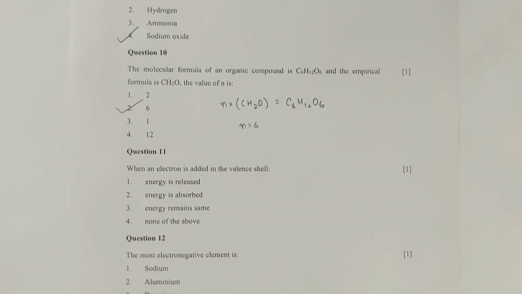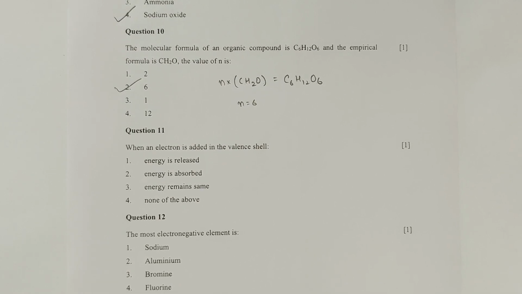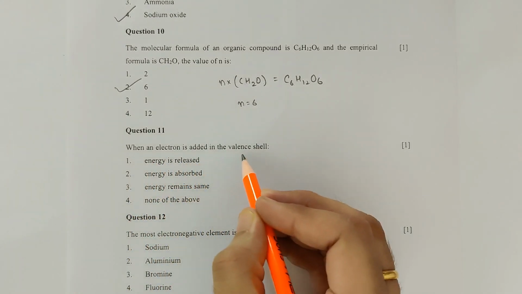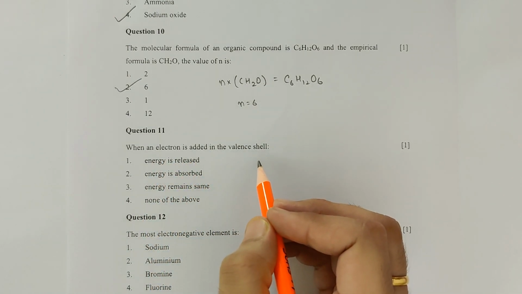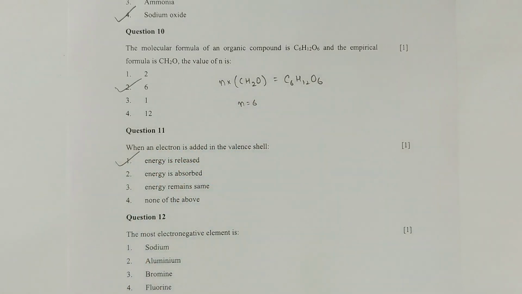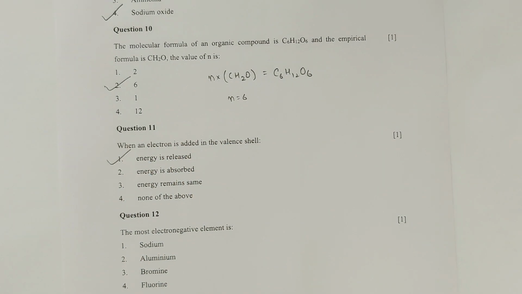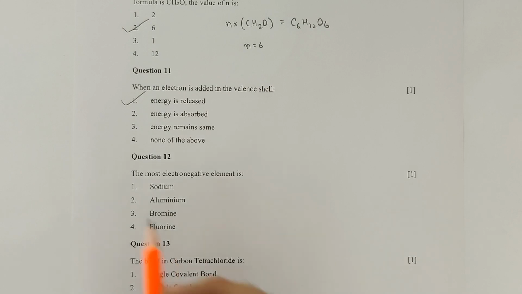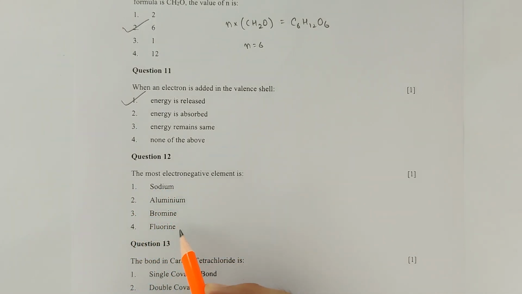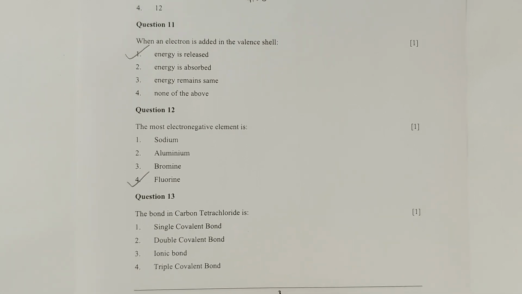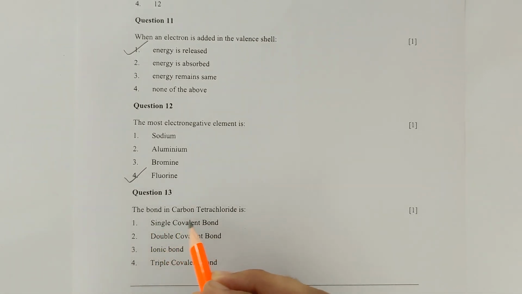Simple. Moving on to question number 11, we have when an electron is added in the valence shell. Now guys, when an electron is added in the valence shell, energy is released. So option 1, energy is released, will be correct. Moving on to question 12, we have the most electronegative element: sodium, aluminium, bromine, fluorine. Guys, option 4, fluorine will be correct. It is the most electronegative element. Moving on to question number 13, we have the bond in carbon tetrachloride is single covalent bond.